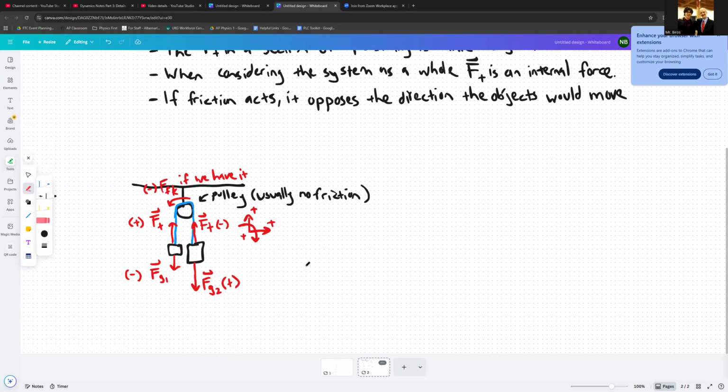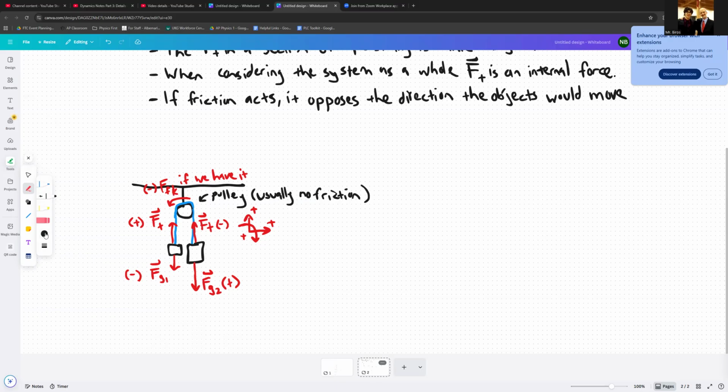Okay, so I'm not going to do a full problem here. I think in class or at some point we will do examples with Atwoods machines where we're looking at, okay, I could sum forces for the entire system. In that case, you'd have FG1 and FG2. Those would be external forces of gravity, but tension would be internal when we look at the system. If you had friction, you would get force of kinetic friction opposing the direction that they're going to move, and friction would be an external force. You could think about the system as the two blocks and the string.